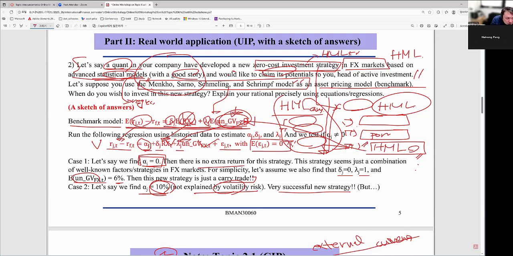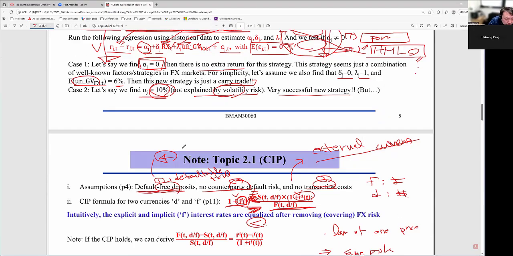Now the problem is, in the actual exam, I may ask you to come up with your own benchmark model. So this is also part of the practice questions. At the time I gave you the benchmark itself, so you can just write down the benchmark and go like this. But in this year's actual exam, I may not give you any benchmark. Then you need to come up with your benchmark model. What kind of benchmark model can you use?